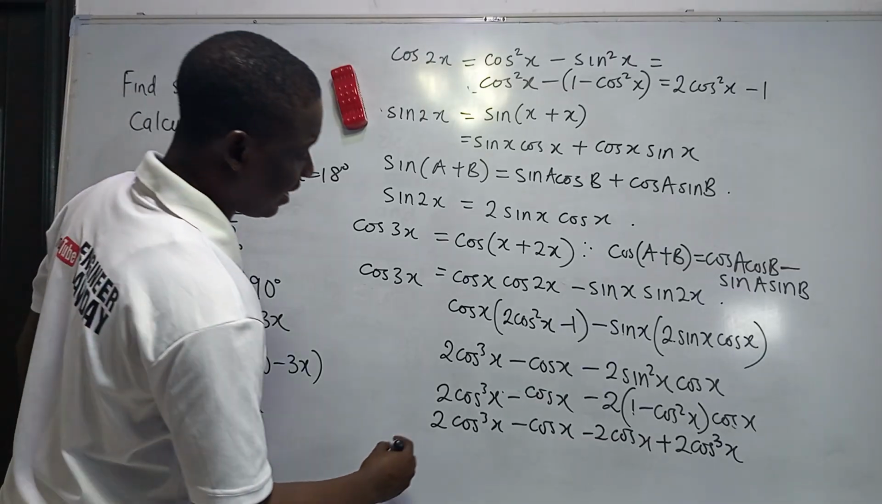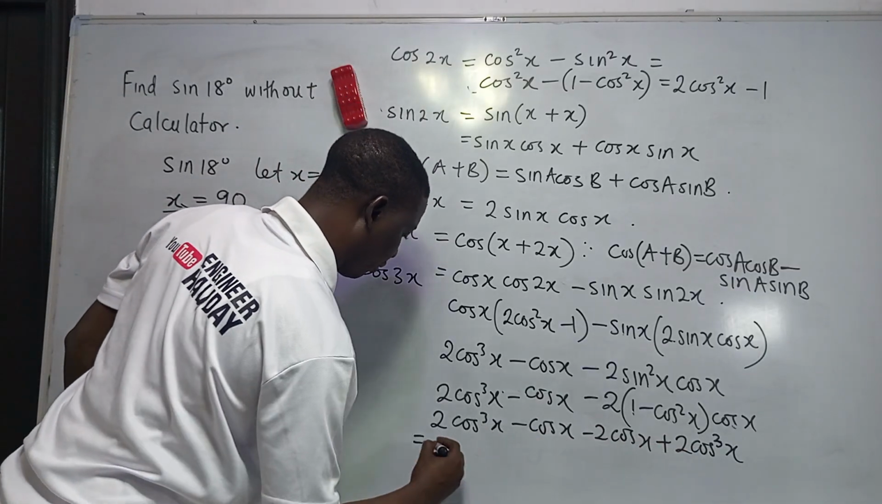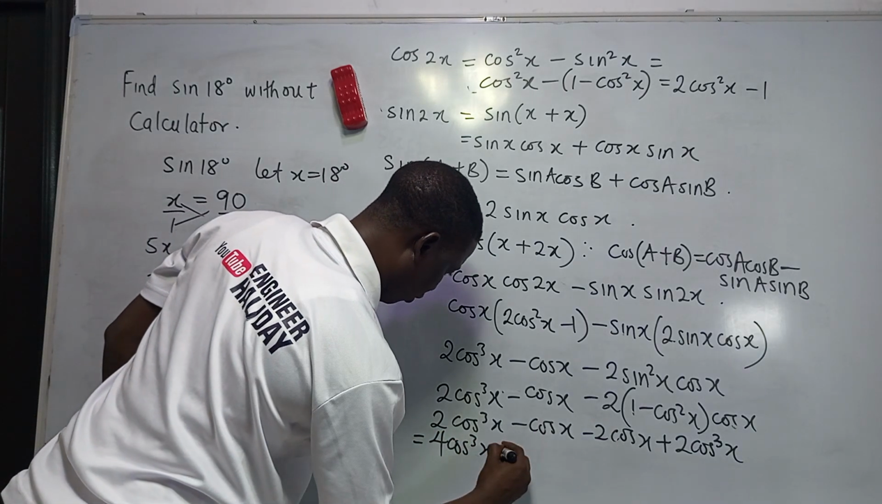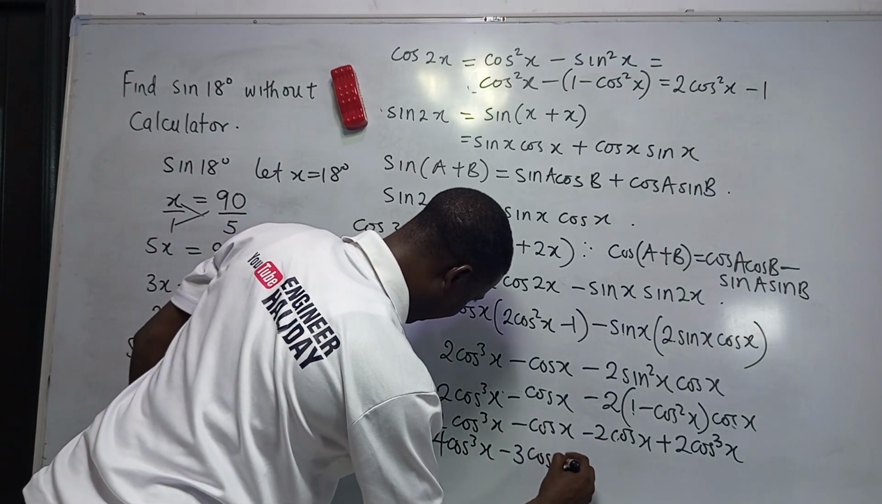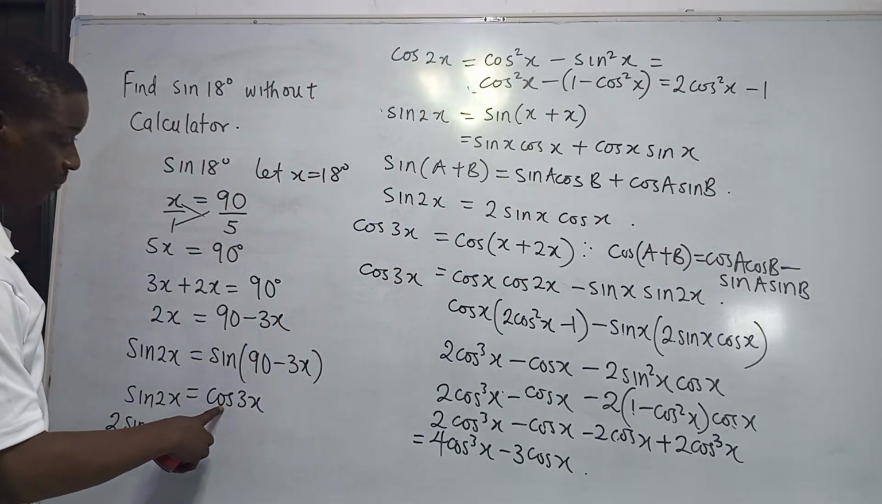So our final answer there will now be what? This plus this will now give us 4 cos cube x. This plus this will give us minus 3 cos x. So that will be it for this particular one.